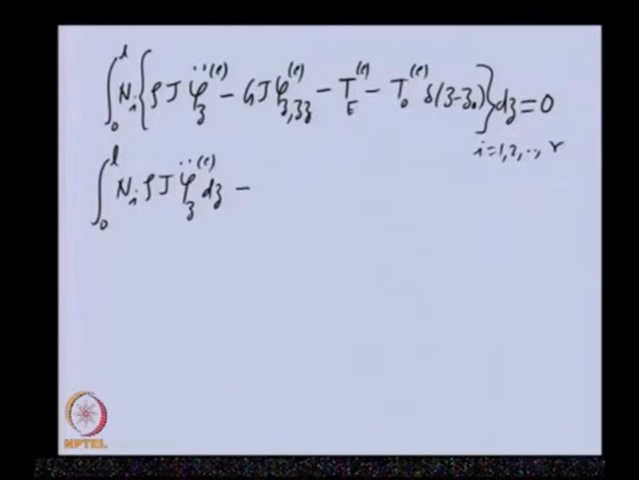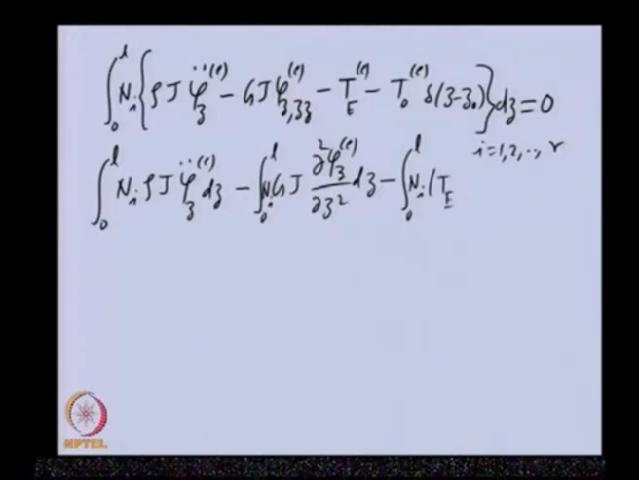So here I am writing this in more explicit form, 0 to L g j dz, and the other terms. n I is there, T external distributed, and T naught, which is the concentrated torque. Okay. So now I want to do the integration by parts of this term.